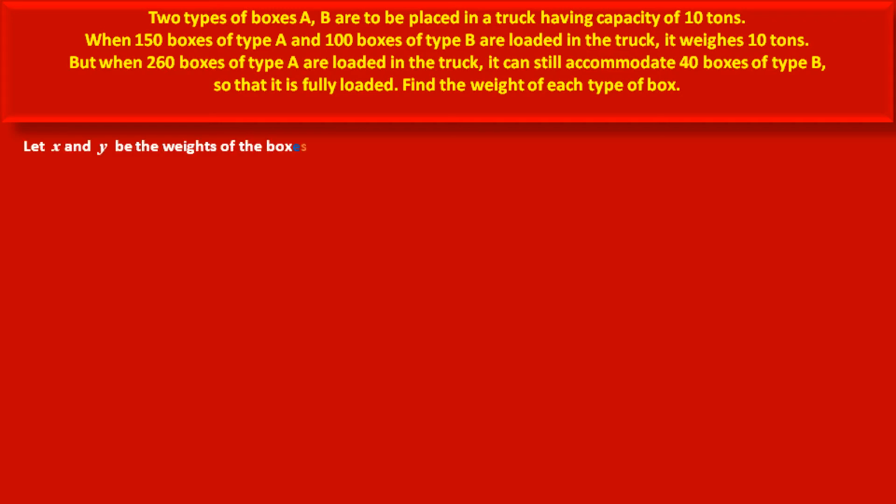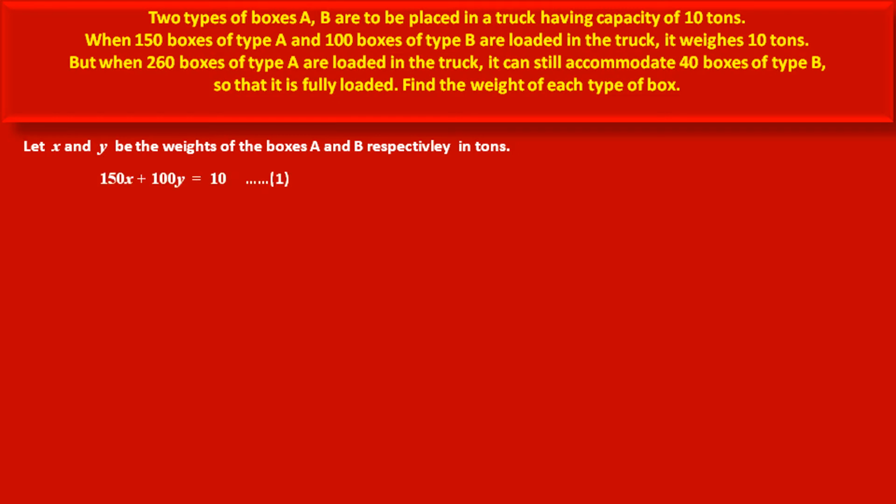Let X and Y be the weights of the boxes A and B respectively in tons. Weights are in tons. So that means X tons is the weight of box A and Y tons is the weight of box B. So now we have two variables X and Y. Now we have to make equations.